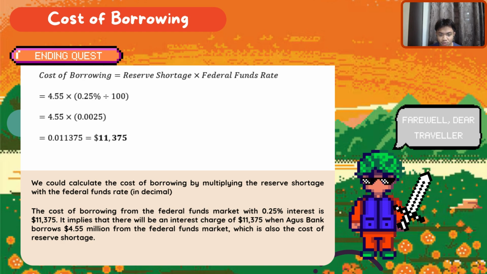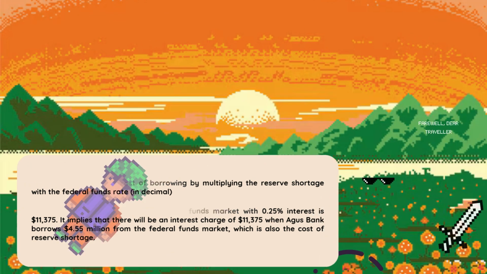It implies that there will be an interest charge of 11,375 when Agus Bank borrows 4.55 million from the federal funds market, which is also the cost of reserve shortage.